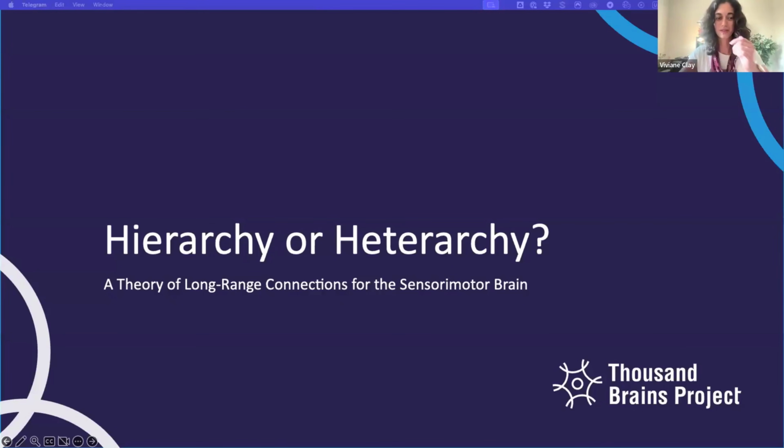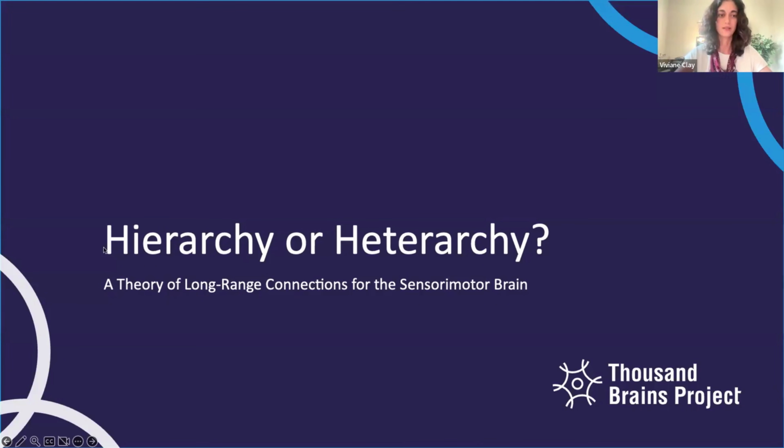So yeah, let me walk you through this paper. This one is a neuroscience theory paper, so very different from the other paper in terms of results and stuff. The paper is called Hierarchy or Heterarchy, a theory of long-range connections for the sensorimotor brain.